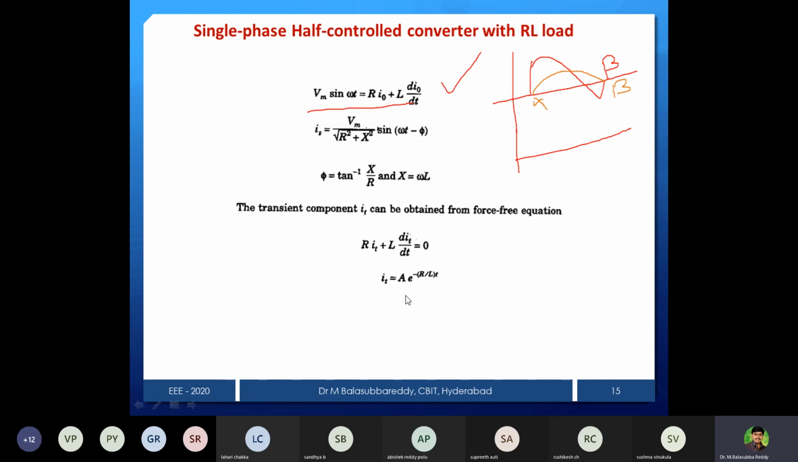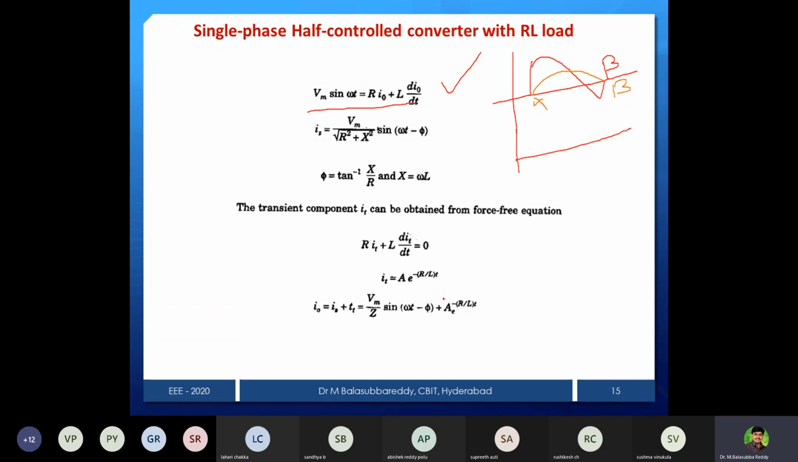For the transient expression, take some constant, whether K or A, any notation you can follow: K into e power minus R by L into t, or A into e power minus R by L t. Add these two: is plus it is equal to i. So from Vm sin omega t equal to Ri plus L di by dt, the output current i naught is is plus it, that is Vm by Z sin(omega t minus phi) plus A into e power minus R by L t. Have we got the output current value from this?